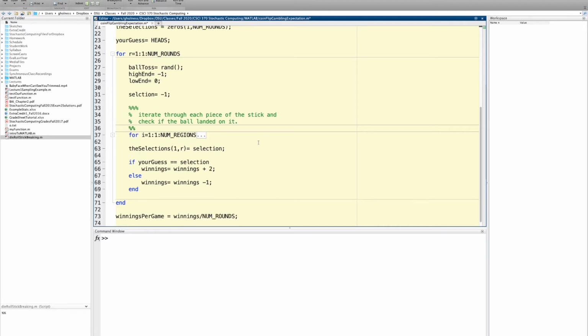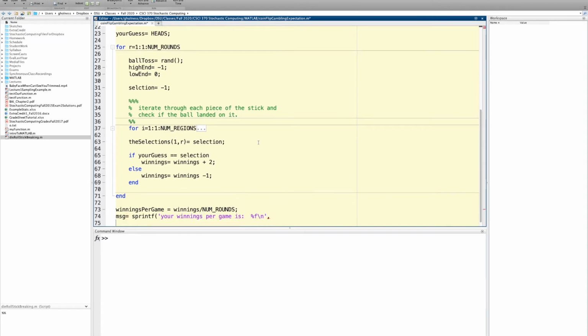All right. So now we're going to say message as printf, your winnings per game is %f. Now I'm thinking of C. Winnings per game. There we go. So now I display message, and we'll see what happens after 10 rounds of playing this game.